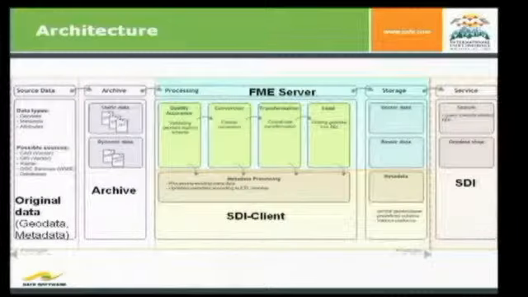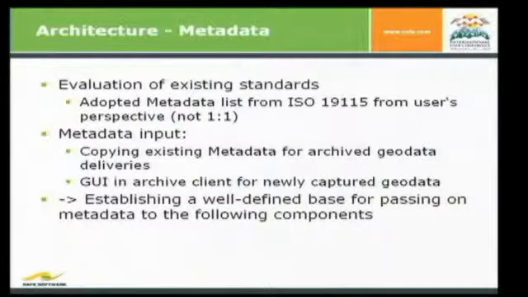So up here we have the archive and the metadata. We were evaluating existing standards. Of course, there are standards out there, but honestly, nobody uses them. So we tried to adopt metadata from ISO 19115 from a user's perspective. So we are not including it one-to-one. I know it should be one-to-one, but there are many attributes in there we are really not interested in. We now copy this existing metadata for archived geodata first into a database, and then this client starts up the FME server and brings that into the SDI.